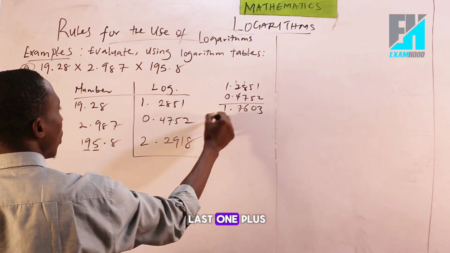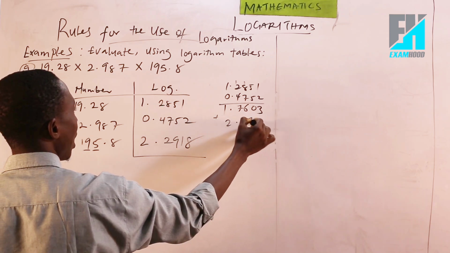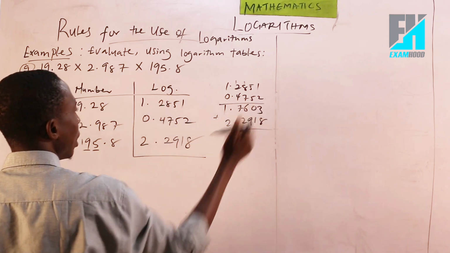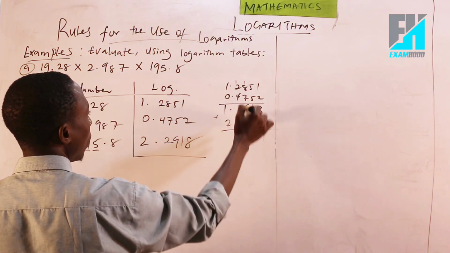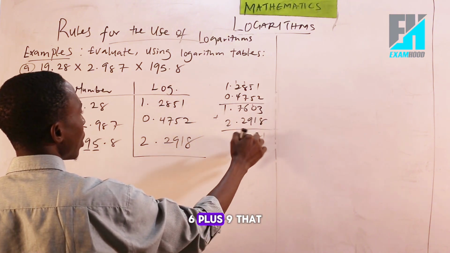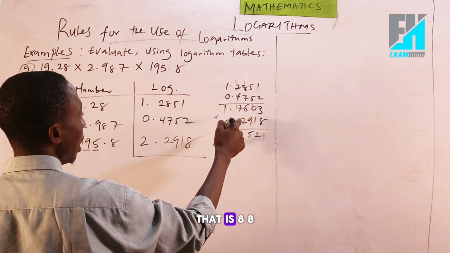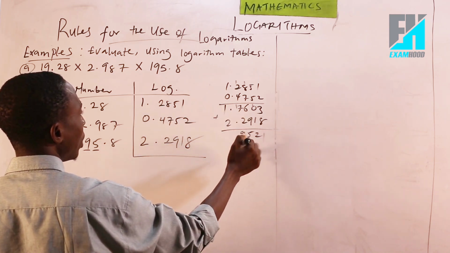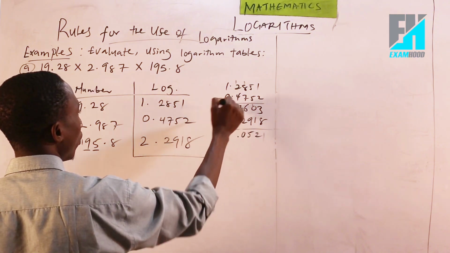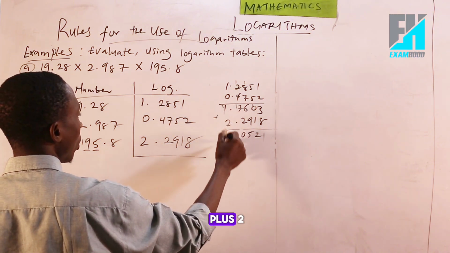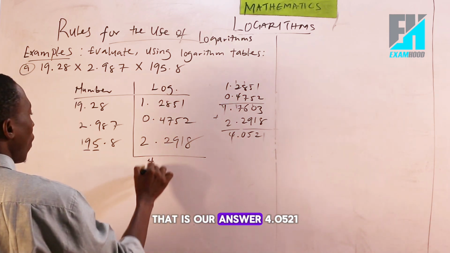Now let's add the last one, plus 2.2918. 3 plus 8, we have that to be 11. 1 plus 1, 2. 6 plus 9, that is 15. 1 plus 7, that is 8. 8 plus 2, 10. Put 1 here. 1 plus 1, 2, plus 2, that is 4. 4.0521. That is our answer.